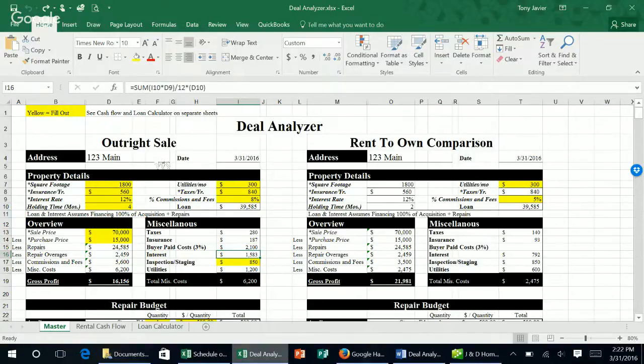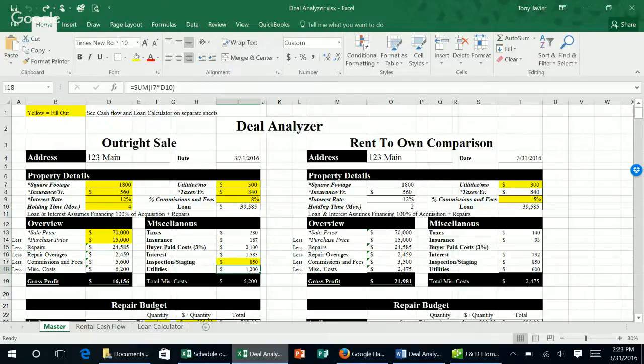Interest, take 4 months worth of interest. So it would be the loan, which is the purchase price plus the repairs, times 12%, and then that's per year, and then 4 months worth of interest. So that's how you get that number there. Inspection and staging, you need to fill that out. I don't know how much you charge or you will pay for inspections. I don't know how much you pay for staging. So that's something you're going to have to put in there.